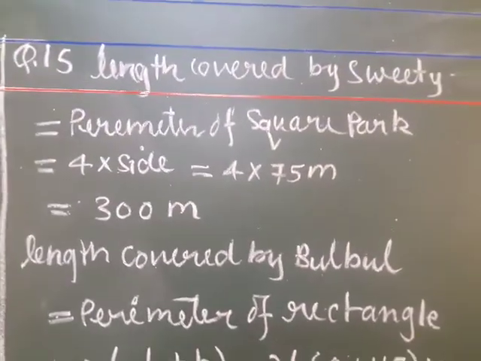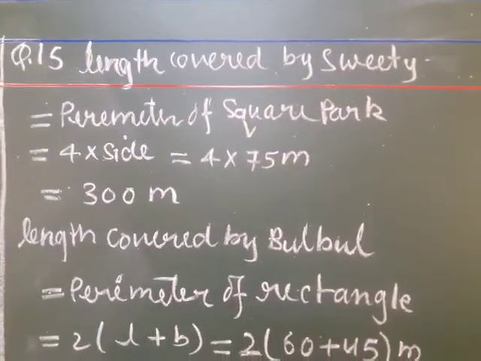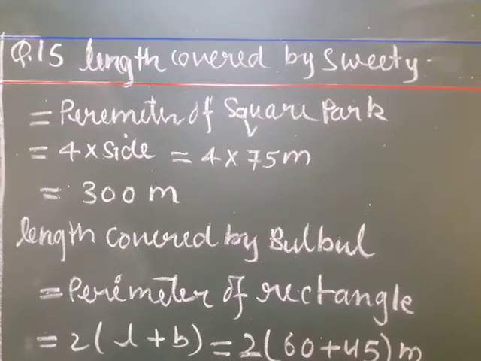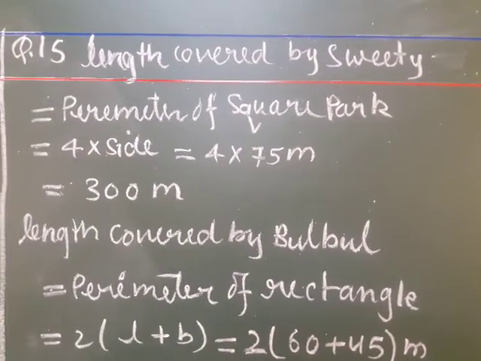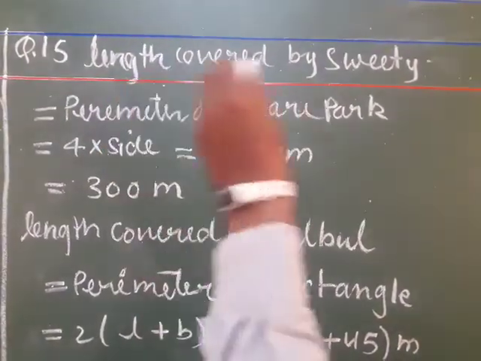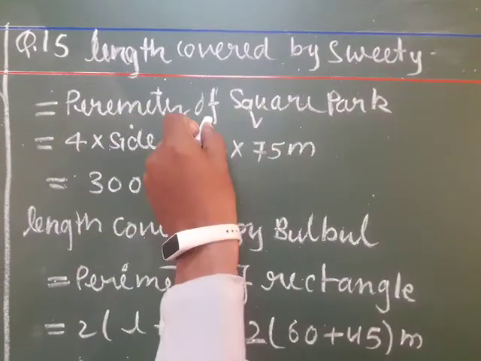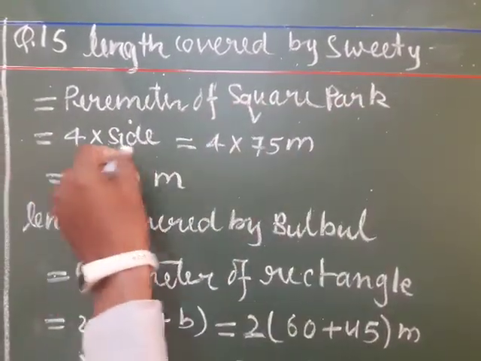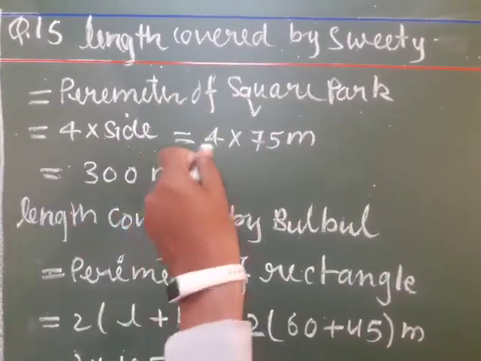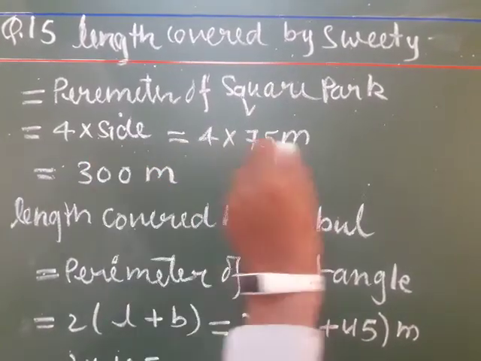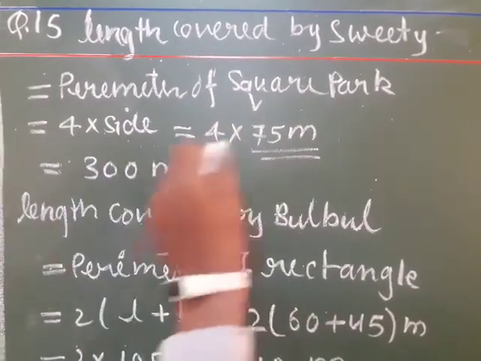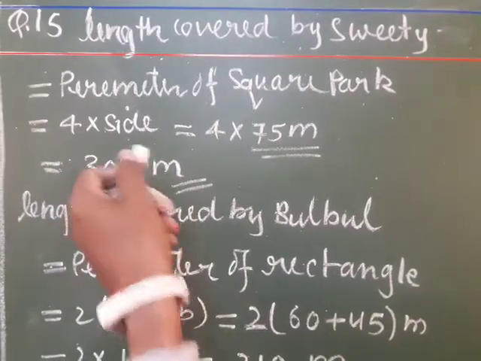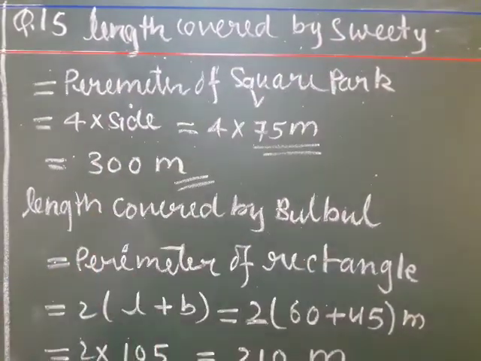Now going to question number 15. Here in question number 15 it is given that Sweetie runs around a square park of side 75 meter. First of all we have to find the length covered by Sweetie, which is equal to the perimeter of the square park. So 4 into side, this is the formula, equals 4 into 75 because the side is given as 75 meter. So the answer will be 300 meter. So the length covered by Sweetie is 300 meter.